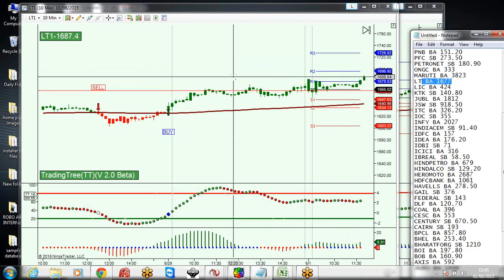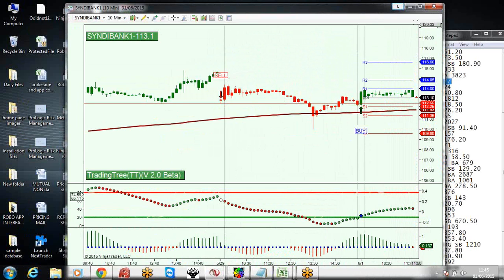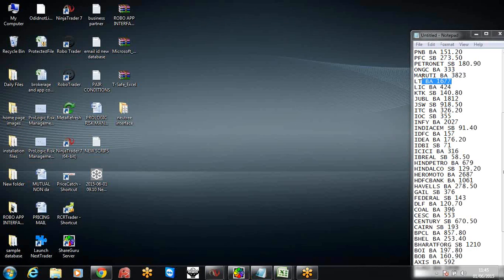So that's 11 rupees up on LNT. So those are some of the calls that we had.